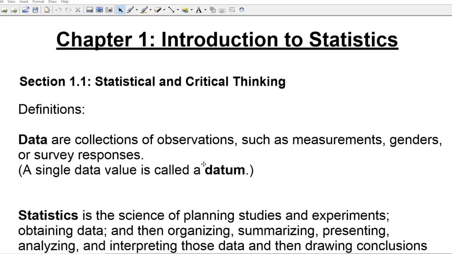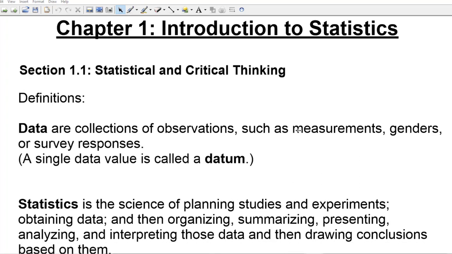Data is going to be the collections of observations, such as measurements, genders, or survey responses. That can be anything that you're basically going to collect. If you have a single data value, that's going to be called a datum.